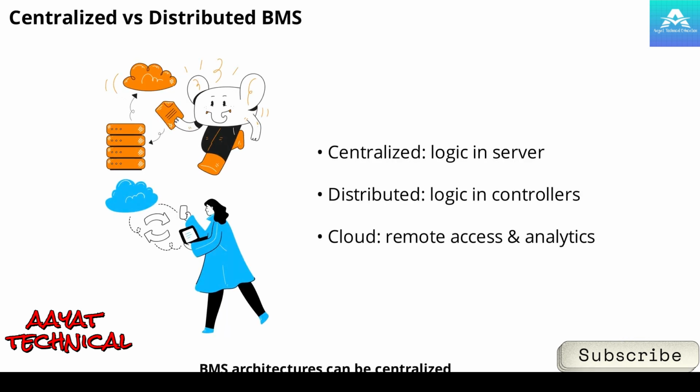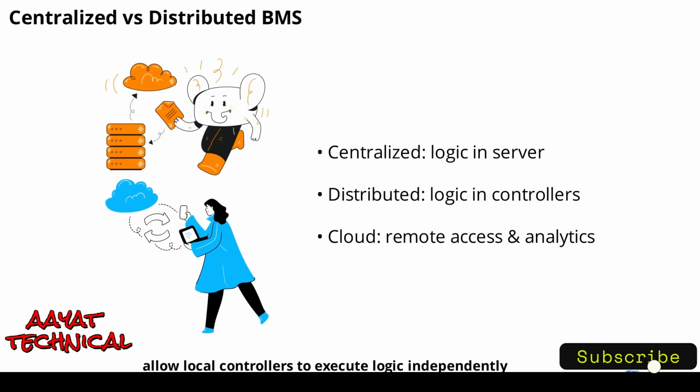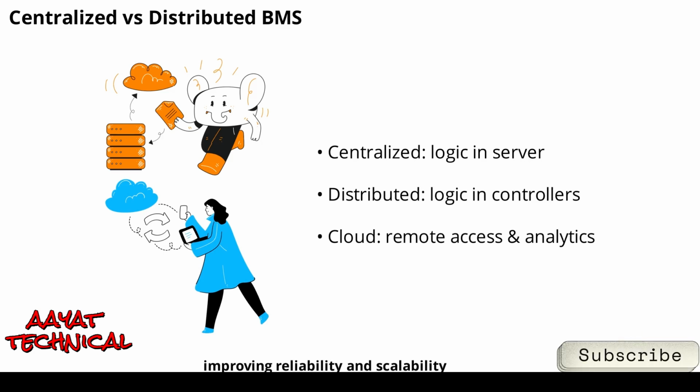BMS architectures can be centralized, distributed, or even cloud-based. In a centralized setup, all logic resides in the central server, and controllers act mainly as input-output devices. Distributed architectures, which are most common, allow local controllers to execute logic independently, improving reliability and scalability. Cloud-based BMS offers remote access and advanced analytics, leveraging cloud storage and processing. Each approach has its strengths, and the choice depends on the building's needs and complexity.